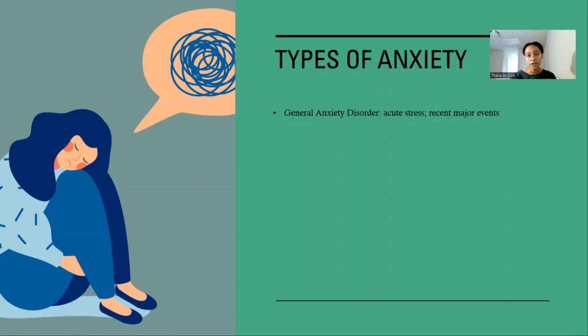The type of trigger stress that causes this type of anxiety disorder is acute stress situations. What I mean by acute stress situations is that if you were to put it on a spectrum, it's not as extreme as other anxiety disorders that we'll talk about further. And it is caused by recent major events.